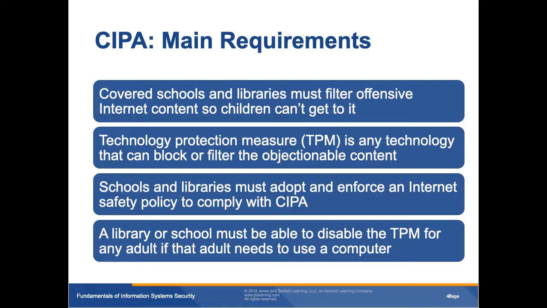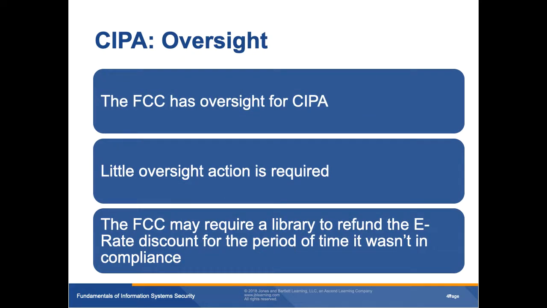Schools and libraries must adopt and enforce an internet safety policy to comply with CIPA, and the library or school must be able to disable the TPM for any adult if the adult needs to use a computer. The FCC has oversight for CIPA, and little oversight action is required. The FCC may require a library to refund the E-rate discount for the period of time it wasn't in compliance.